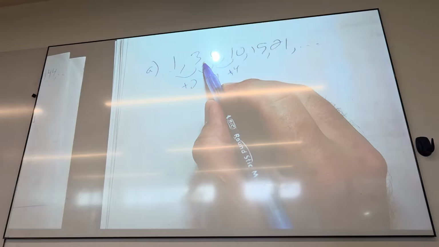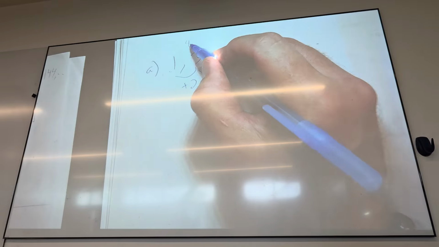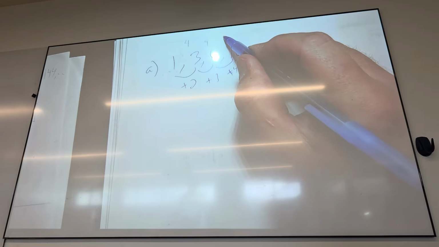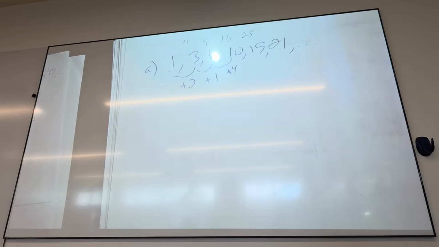1 plus 3 is 4, 3 plus 6 is 9, 6 plus 10 is 16, 10 plus 15 is 25. Is there anything interesting about those numbers? Perfect squares. They're perfect squares. Yes? You with me? All right, that's one little thing. Okay. That doesn't really help us get the equation down.